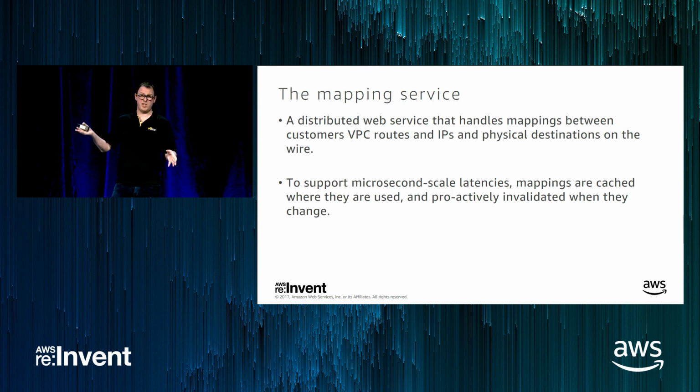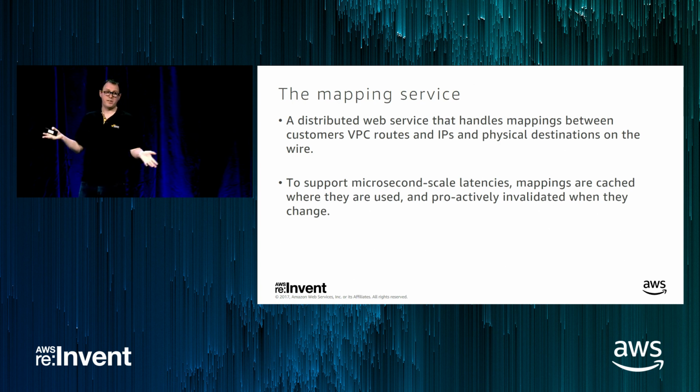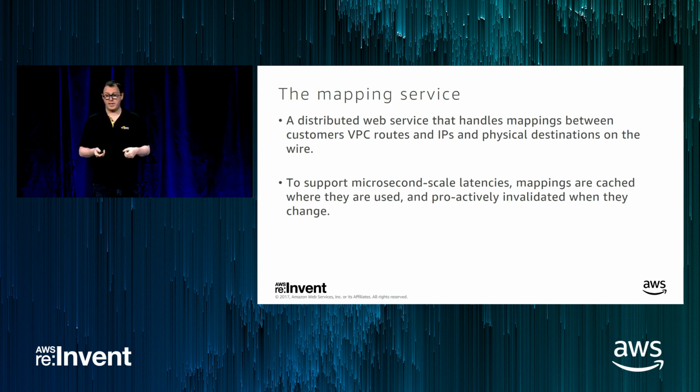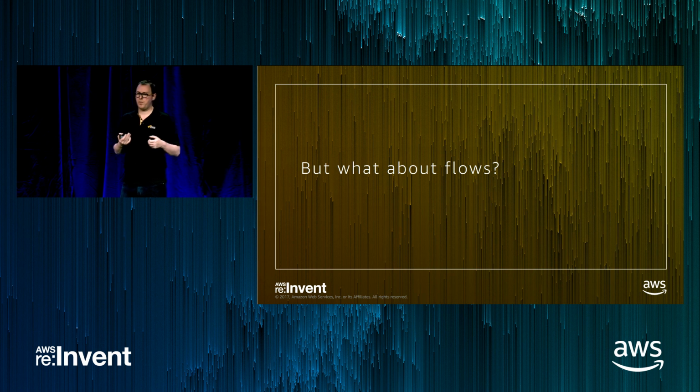So far we've essentially covered how packets get from A to B, how a lot of the VPC technology works. And in previous versions of this talk, this is kind of where we stopped. This is kind of, okay, that's how VPC works. But the title of this talk is There's Another Billion Flows. So what about flows? And why are we talking about flows?